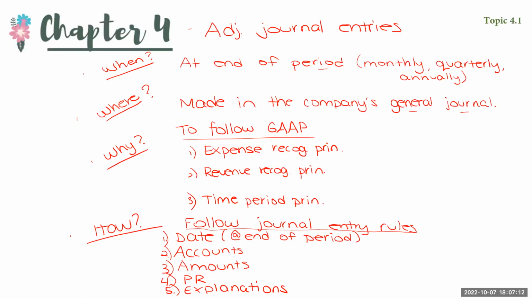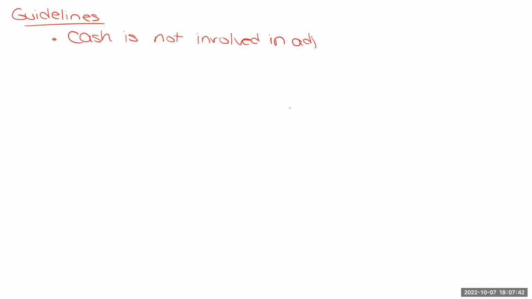All right, so in addition to adjusting journal entries having to follow those same rules, I'm going to give you some extra guidelines that pertain only to adjusting journal entries. Okay. So these guidelines include, we're never going to see the cash accounts. So cash is never involved in adjusting journal entries. You'll see why in a few slides. I will explain why that is.